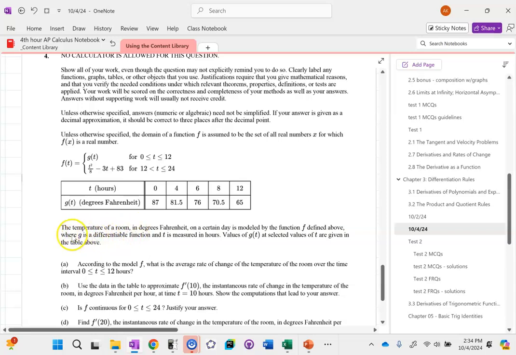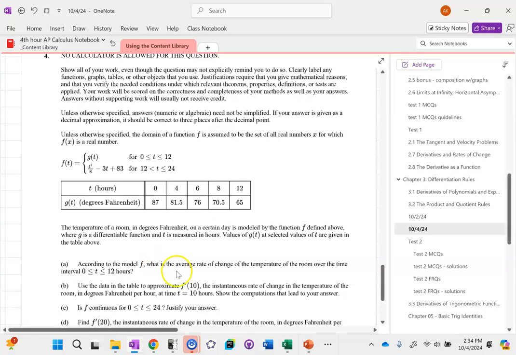Key here is that g is differentiable, which also tells me what about g? It is also continuous. Differentiability guarantees continuity. The reverse is not true, but differentiability guarantees continuity.